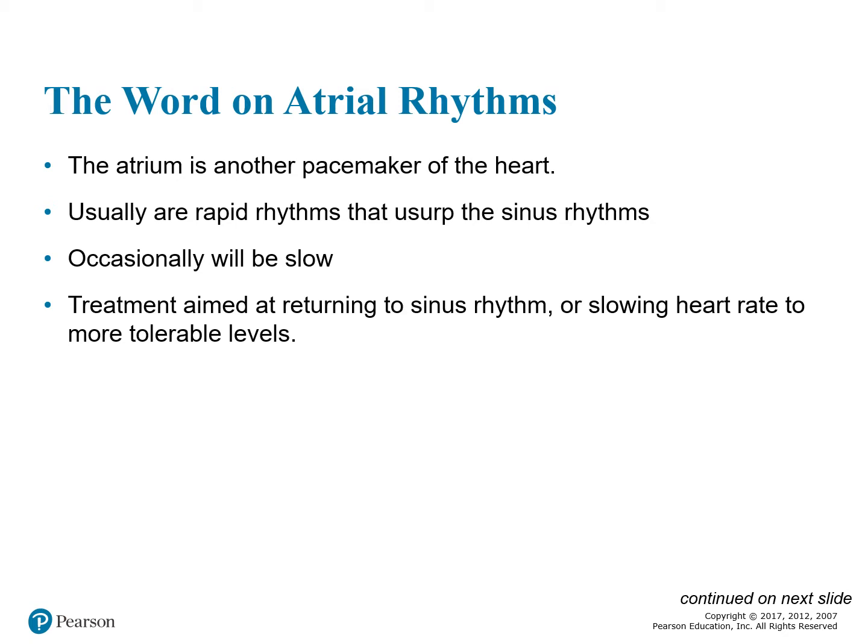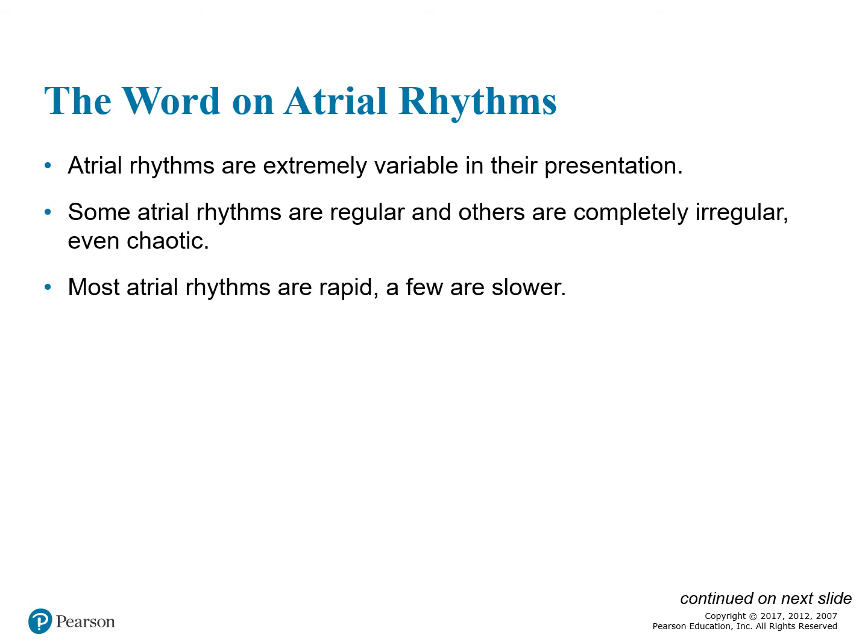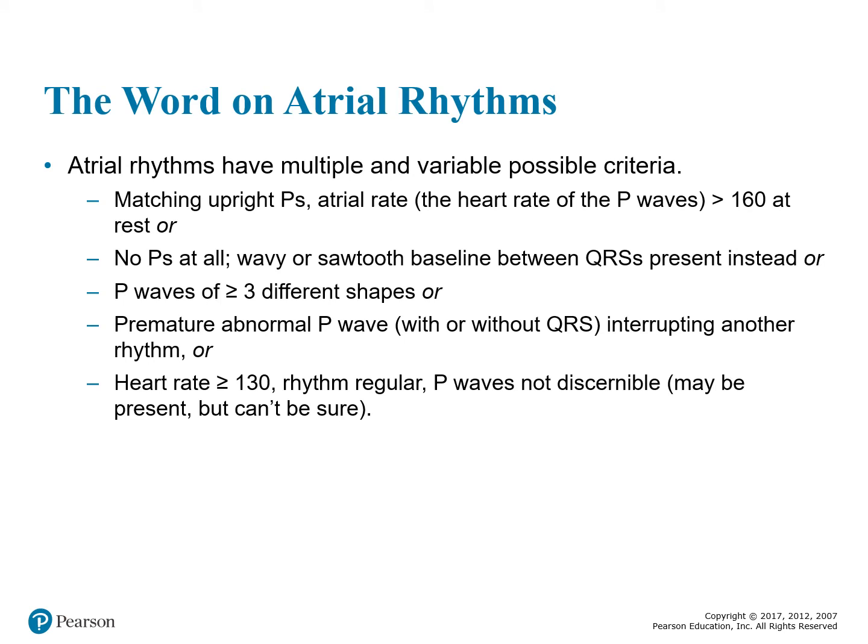Every now and then the atrium will fire an impulse at a slower rate and produce rhythms that have a rate of less than 100 beats per minute. Treatment for atrial impulse firing is aimed at converting the rhythm back to a normal sinus rhythm, or if that is not possible, at least returning the heart rate to a more normal level of function.